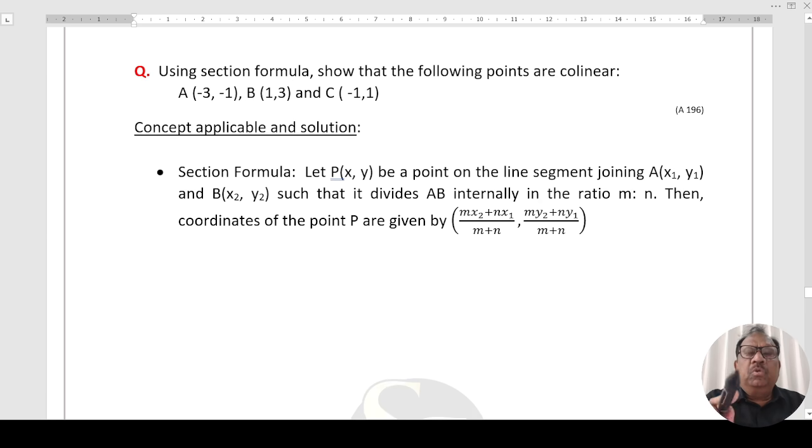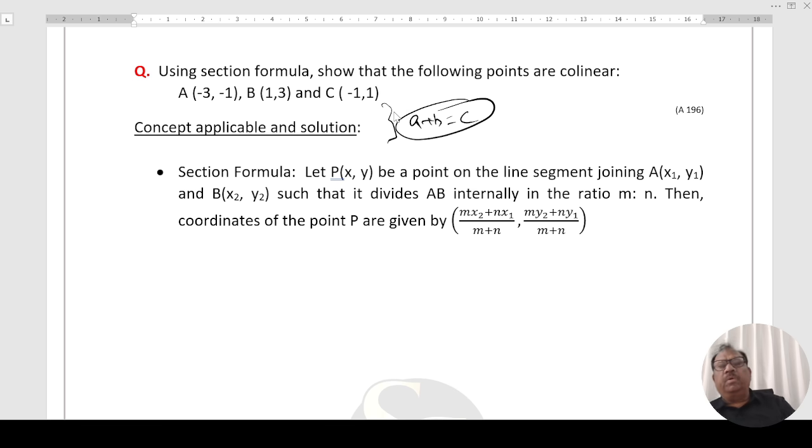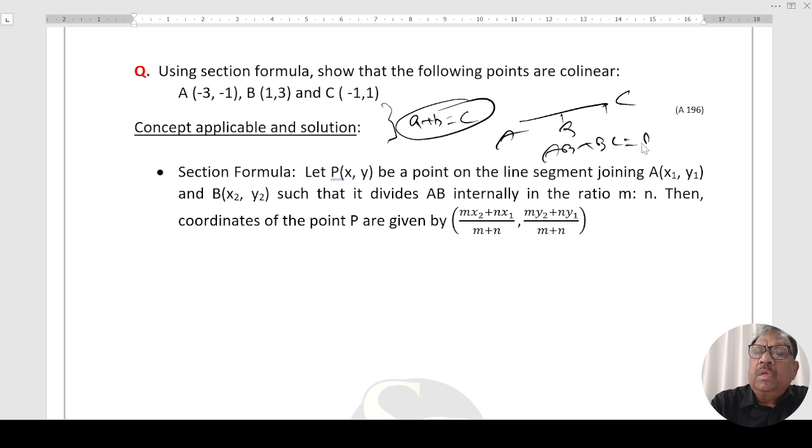Question: using section formula, show that the following points are collinear. A point is (-3, -1), B point is (1, 3), C point is (-1, 1). We have to use section formula. If you use the distance formula, then the sum of the two smaller sides should be equal to the greatest side, that is AB plus BC equals AC. Then the points are collinear.